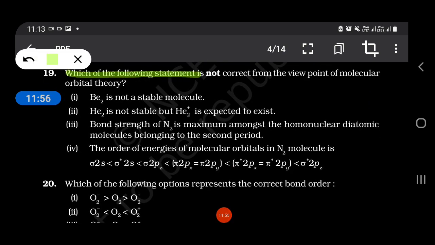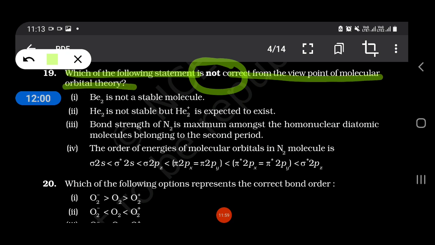Which of the following statements is not correct from the viewpoint of molecular orbital theory? It is option 4, because the order of energy of molecular orbitals in N2 is not this. It is like sigma 2s2, sigma star 2s2, sigma 2p, sigma star 2px, sigma star 2p, and then others come, but it is not correct.